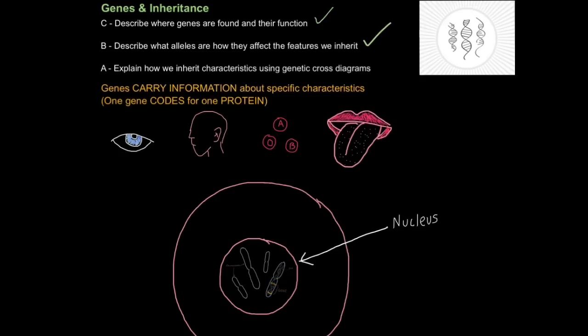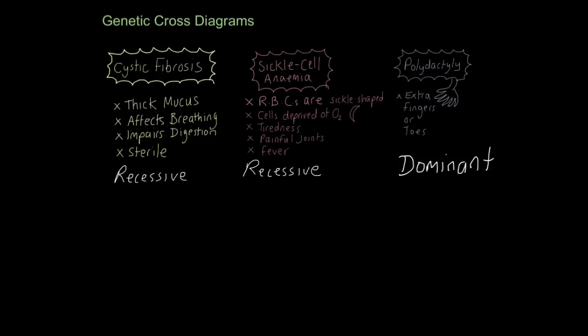That's aim 2 done. So now let's look at genetic cross diagrams, which help us understand how we inherit alleles in a very simplistic way. Really nice, easy marks in an exam if you get a genetic cross diagram to perform. To do this, we're going to look at three features. The first one is the disease cystic fibrosis, then sickle cell anemia, which is another disease, and then polydactyly, which is a condition where someone has developed an extra finger or toe.